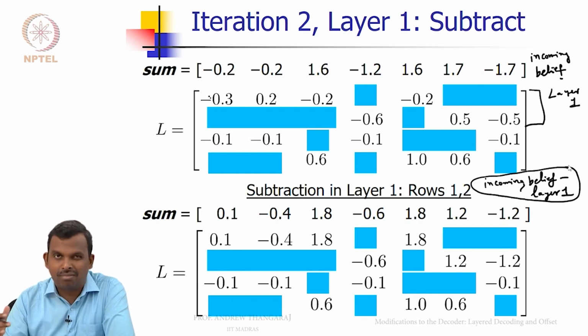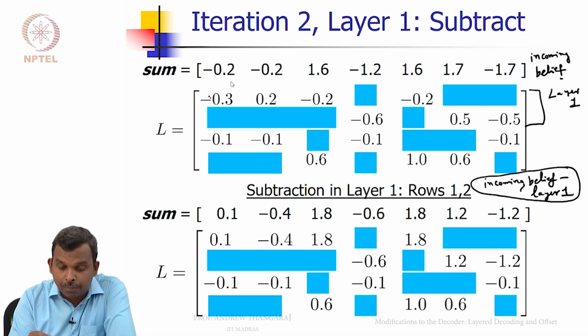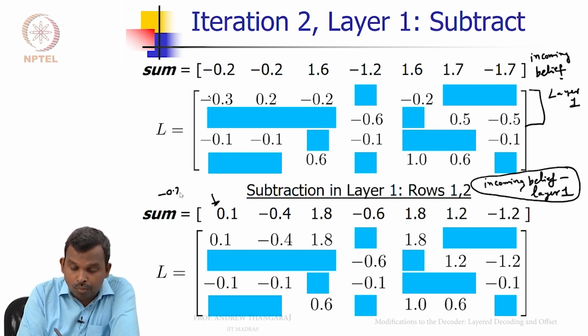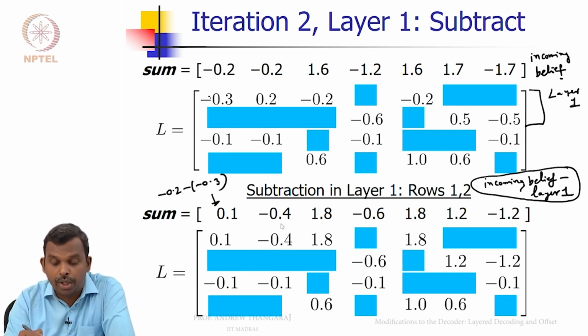Okay. Before roughly stating what I am doing here, I will illustrate what is going on. So, if you see here, I do minus 0.2 minus 0.3, I get 0.1. How did I get this? Minus 0.2 minus 0.3. Okay. And so on. Minus 0.2 minus 0.2 is minus 0.4, 1.6 minus 0.2 is 1.8, minus 1.2 minus 0.6 is minus 0.6, and so on. So, I do the subtraction, incoming belief minus layer 1. Is it okay? All right.